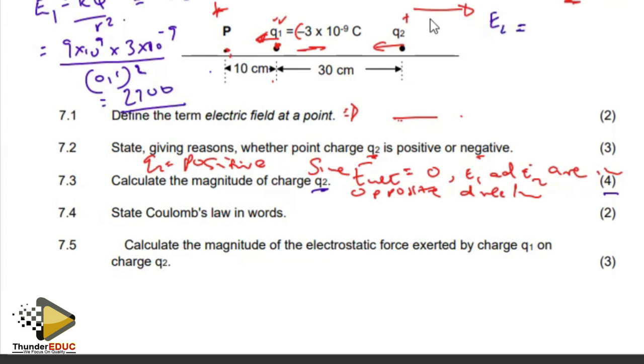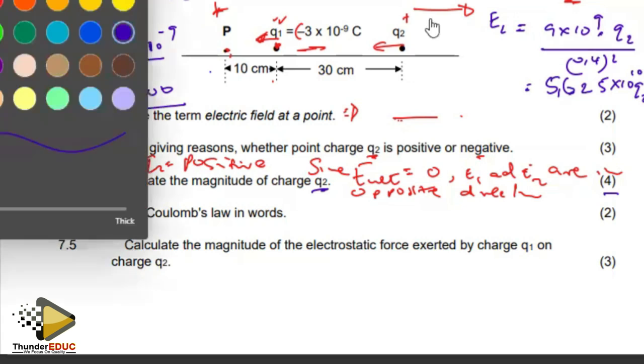E2 is going to be K, which is 9 times 10 to the 9, multiplied by Q2 over the distance. Now it's going to be 40 centimeters, which is 0.4 squared. If I simplify that, I'm going to remove that, put a 4, remove all of this. It's going to give me 5,625 times 10 to the 10 Q2.